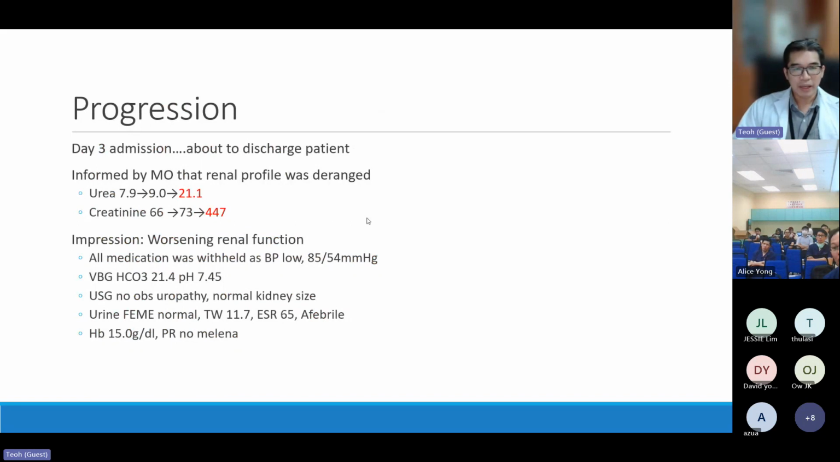Did the VBG show the bicarb is good? 21.4, pH is 7.45. And did the ultrasound try to exclude renal causes of AKI? There's no calculi, no prostate enlargement, normal kidney size. Urine FEME is normal. Regarding whether the patient has infection or not, the total white count is around 11, ESR 65, and the patient appeared afebrile. And there is no upper GIT bleed to explain the uremia. Hemoglobin is 15, PR normal.